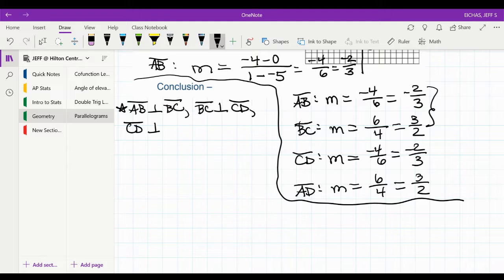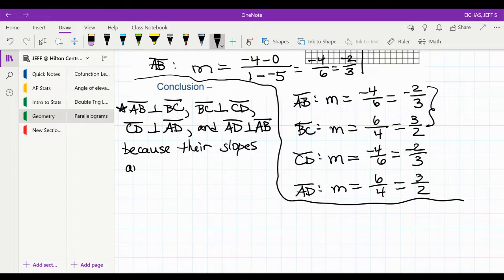CD is perpendicular to AD, and AD is perpendicular to AB, and then just justify that because their slopes are negative reciprocal. Please don't say because they are negative reciprocals. You have to specifically say their slopes. Now, what are you actually working with, their slope?